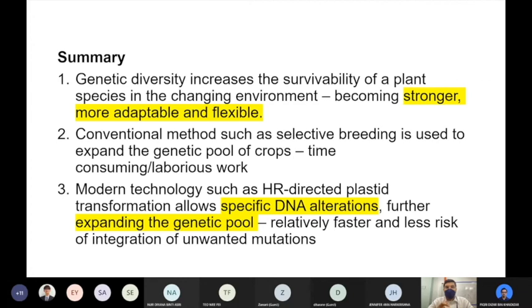And hopefully it will be relatively faster and also have a bit less risk of integration of unwanted mutations. Yeah, I think that's all. I think that's all for me.